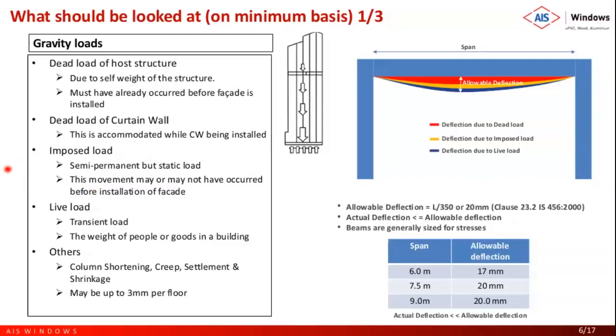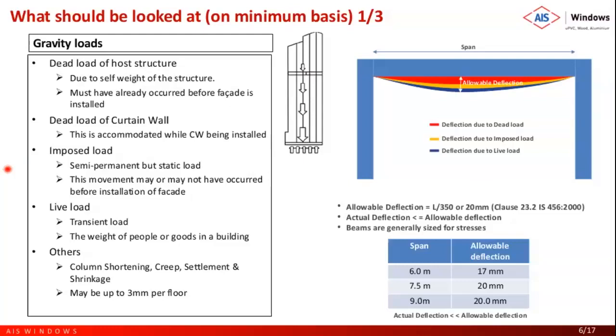So what happens is this should be broken up into three parts: what is happening due to dead load, what is happening due to imposed load, and what is happening due to live load, and then the proper system has to be chosen. Mostly these beams are generally designed for stresses, and most of the time the structural engineer is actually not bothered to calculate the actual deflection. So beams are designed for stresses.